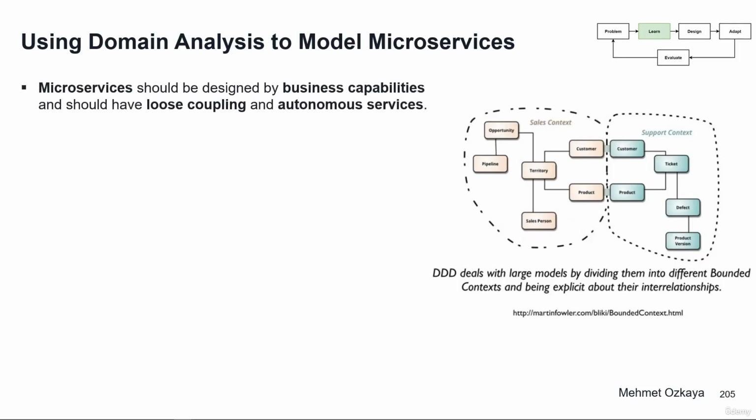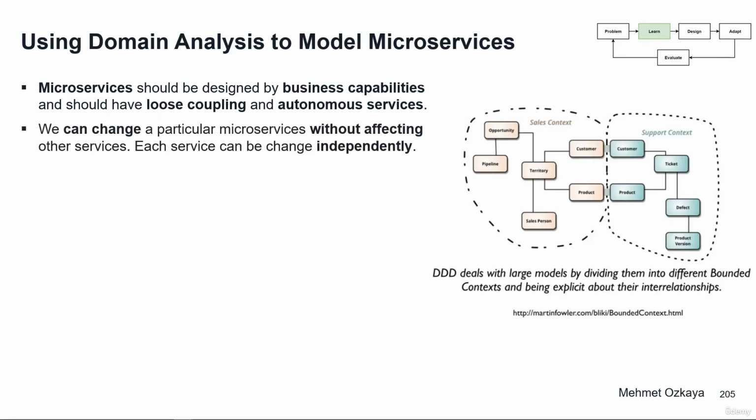We said that microservices should be designed by business capabilities and we should have loosely coupled and autonomous services. Microservices are loosely coupled. That means we can change a particular microservice without affecting other services. Each service can be changed independently.